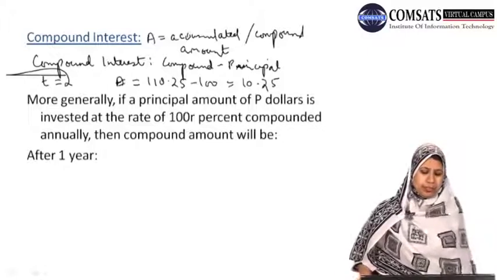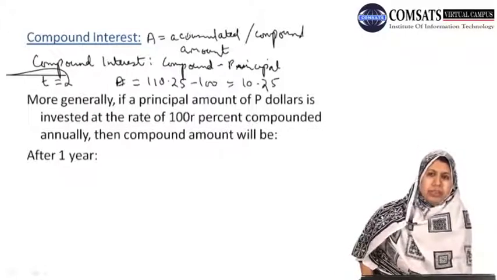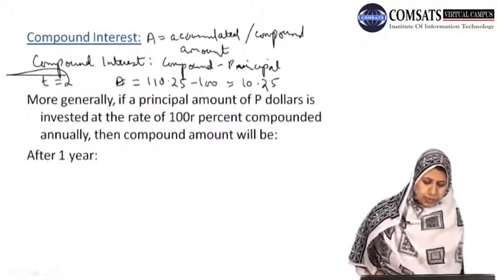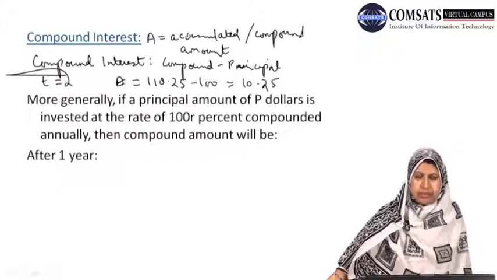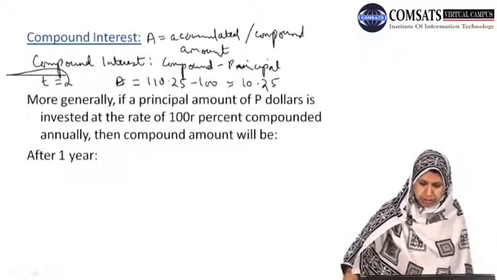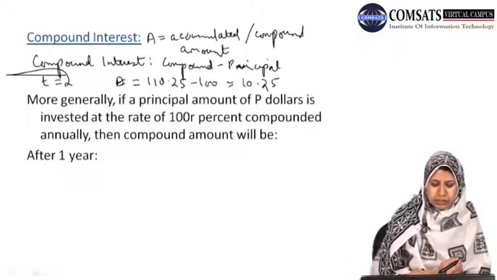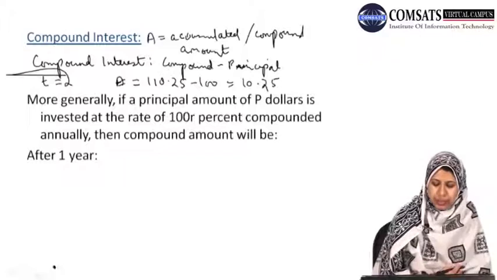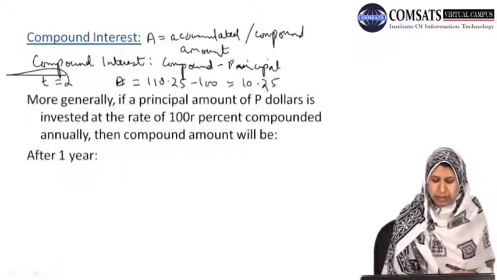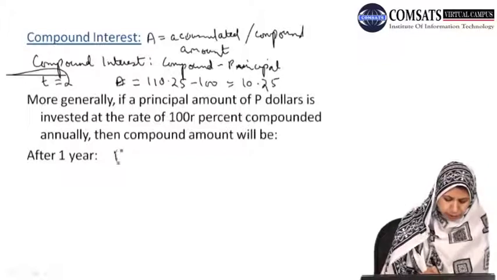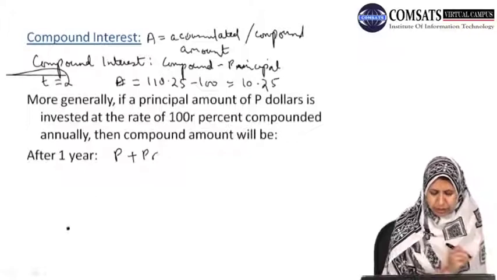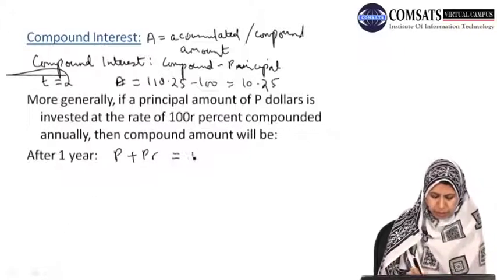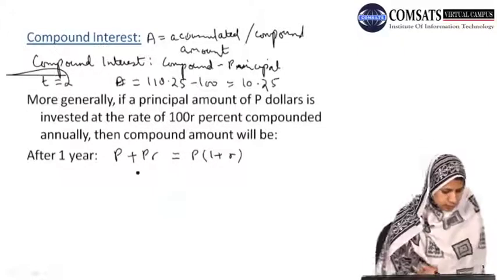Continuing in this way, we have seen that we can find the compound interest after 1 year, after 2 years, and so on, and we can find the general formula to obtain the compound interest, let's say after 10 years. Then more generally, if a principal amount of P dollars is invested at the rate of R compounded annually, then the compound amount after 1 year will be P plus the interest, P times R, so after 1 year our amount will be equal to P into 1 plus R.